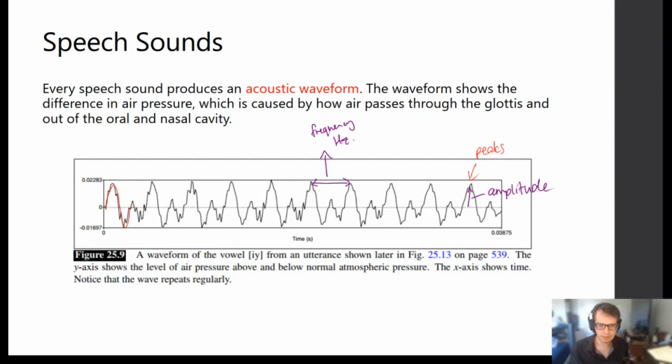Does the 0 line mean no air? This is just a baseline, so standard air pressure. We could say this is regular air pressure. That's why it can go negative and positive.